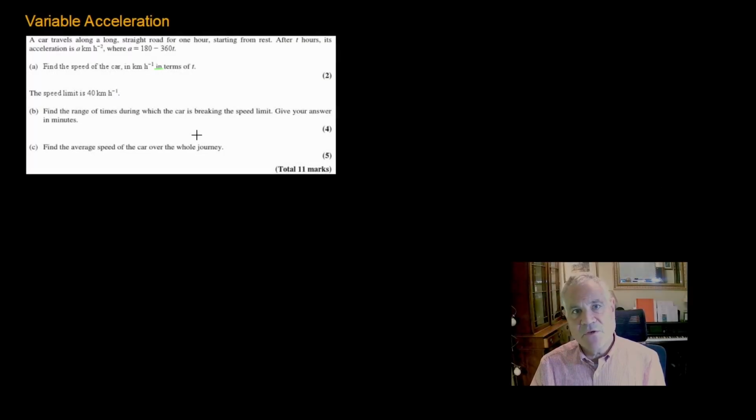Okay, I've got another question here about variable acceleration. We've been given the acceleration and it's in terms of t, and we've been asked questions about the velocity of this vehicle. Now, to get from acceleration to velocity, we're going to have to integrate. Now, I know SUVAT does not apply in this case, but the word SUVAT can actually act as a guide to whether you should be integrating or differentiating in these sort of questions.